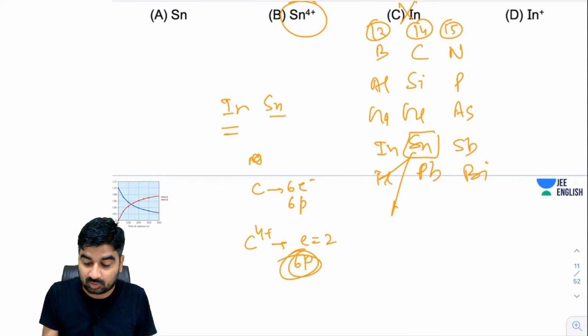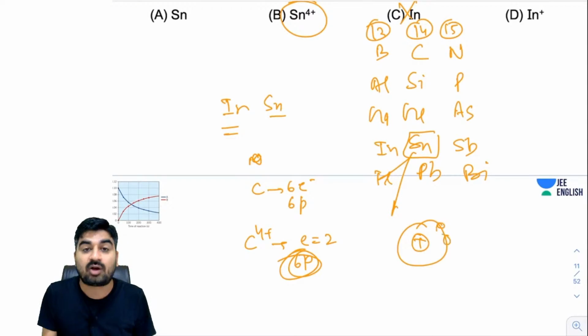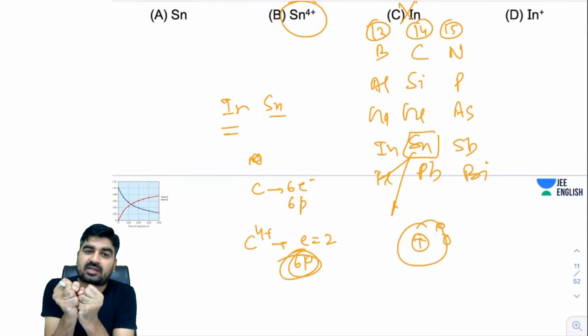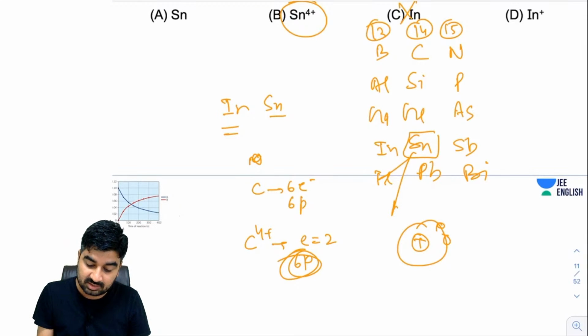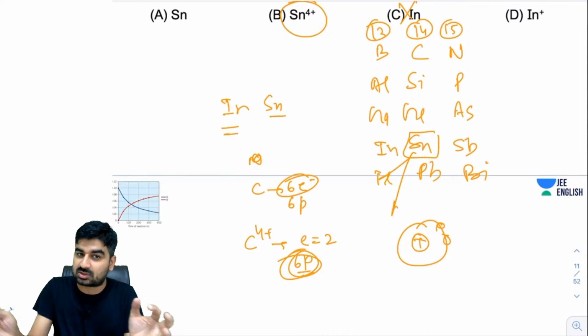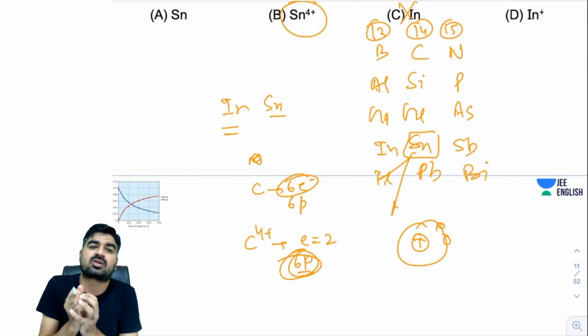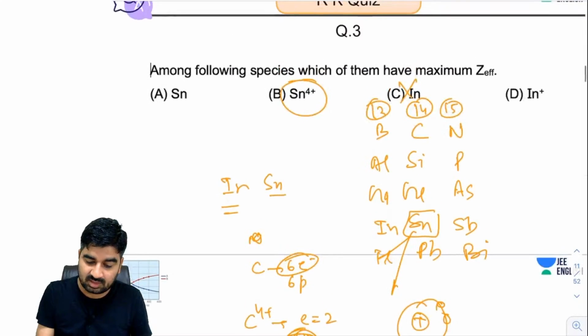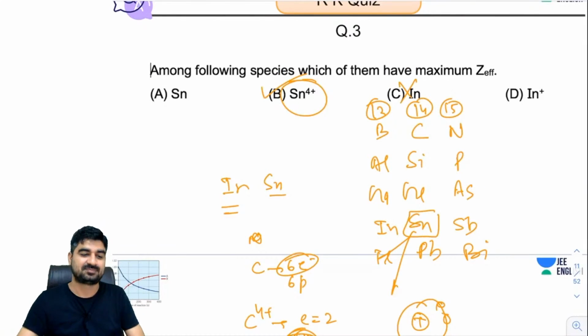Now these 6 protons will pull all the electrons with maximum attraction. Initially 6 protons were pulling 6 electrons. Now they are just pulling 2 electrons. So force of attraction will be very strong and Z effective will be very high. So answer will be B.